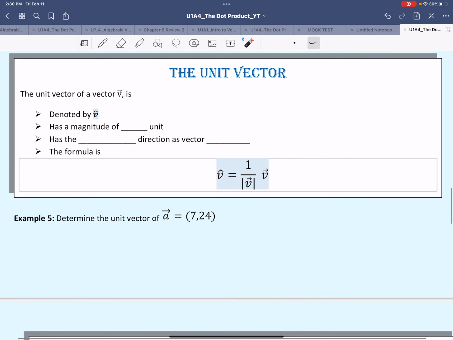Now the next thing we're looking at in this lesson is the unit vector. And for this, we're going to take a look at the next video.